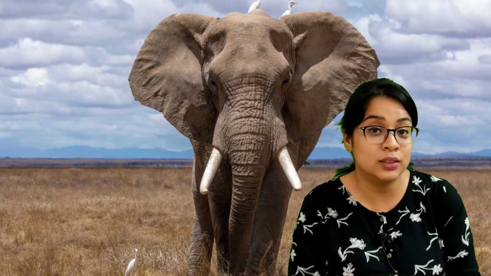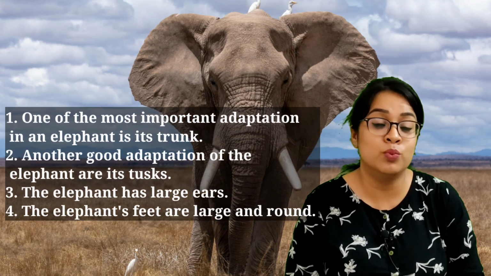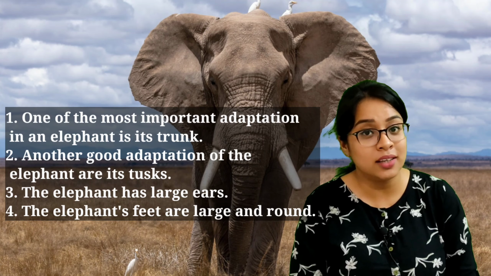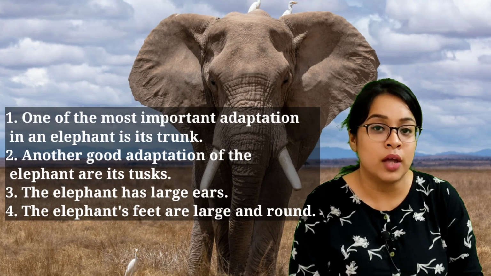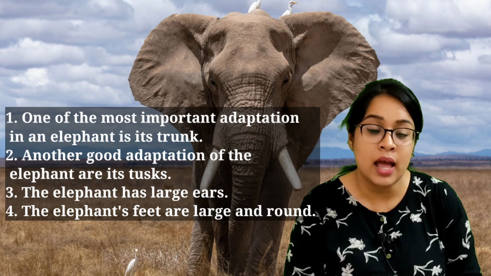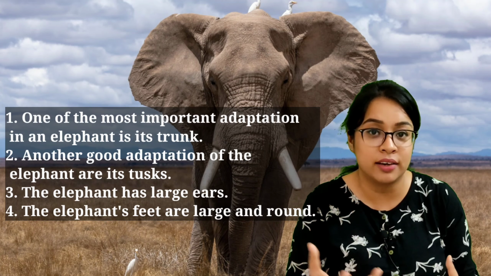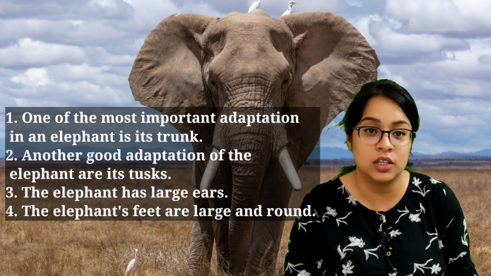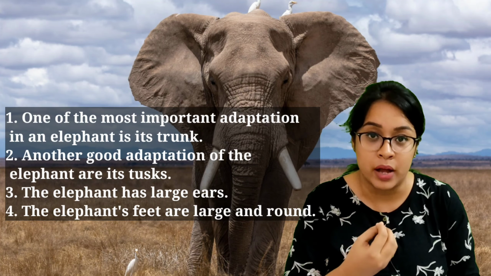Now, let us know the adaptation of one more animal, that is the elephant. Now, the most striking feature of elephant is the trunk. Trunk is the long elongated nose. Now, this trunk helps them to smell, and this trunk also acts as their appendage, like their hand, to pick up something or to tear the branches or to take something from the ground to their mouth.